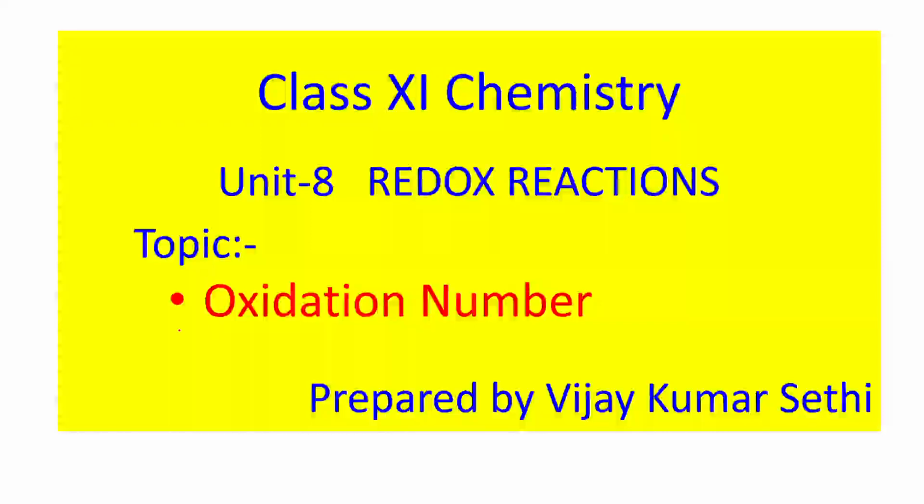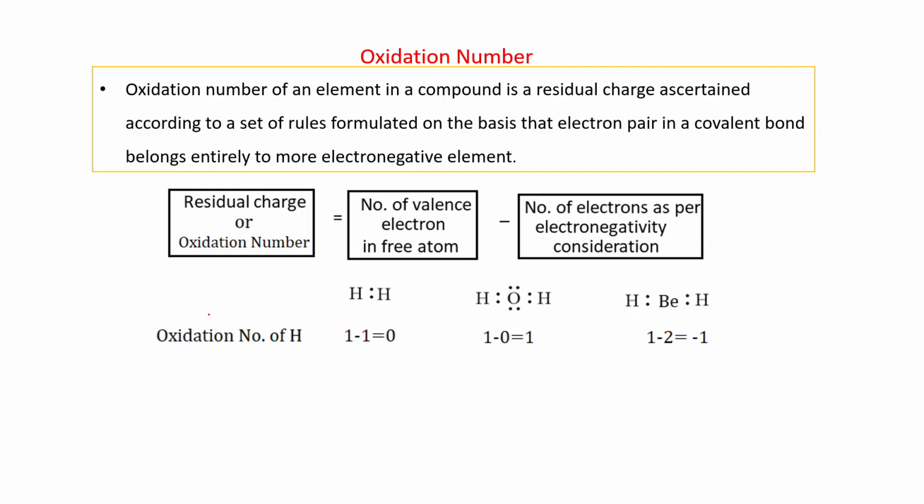Class 11th chemistry unit 8, redox reactions, and in this video we will discuss oxidation number. First of all, what is oxidation number? Oxidation number of an element in a compound is a residual charge ascertained according to a set of rules formulated on the basis that the electron pair in a covalent bond belongs entirely to the more electronegative element.